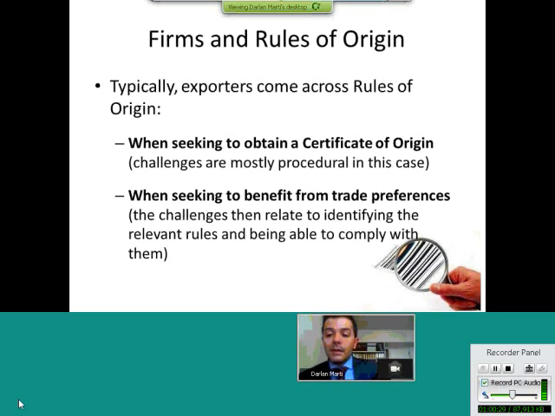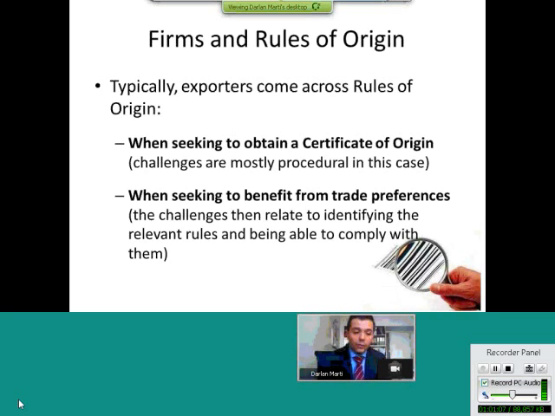The most common circumstances in which firms come across rules of origin is either when they seek to obtain a certificate of origin, they go to their Chamber of Commerce or Customs or Ministry of Trade, depending on who issues the certificate, and they find out that they need to provide certain information to obtain that certificate. Sometimes the information you need to provide is complex, it's burdensome, and here you might already have some procedural challenges in order to obtain the certificate, and that in itself can be already quite challenging.